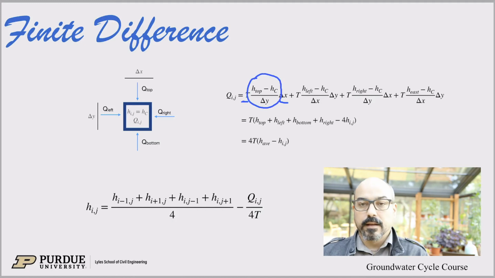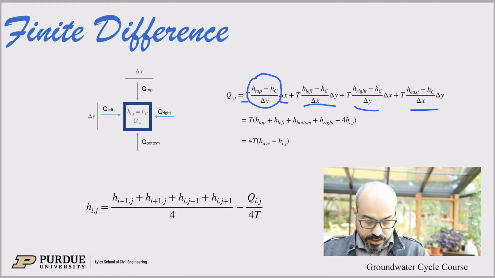Okay, so if you understand how Q through that top face can be written as T delta x times that hydraulic gradient I just described, then of course it's the same on the left, right, and bottom. So you just shift the x's and y's accordingly, and now we have all four faces summed up. Now if we notice that hc is in all those expressions, that's the head in the middle, we can collect all those terms, factorize T out, and it's just T times the head on top, left, bottom, and right, minus 4 times the head in the middle, hc.